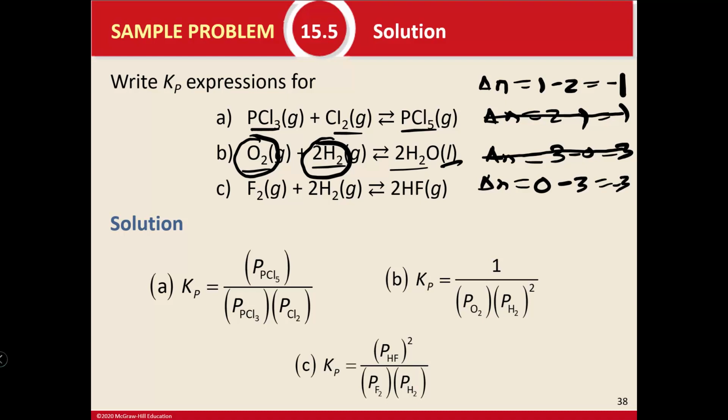All right, and then the last one, it's 3 moles of gas, 2 moles of gas. So delta n is equal to 2 minus 3, which is negative 1.